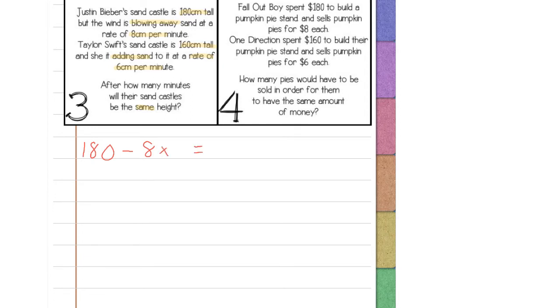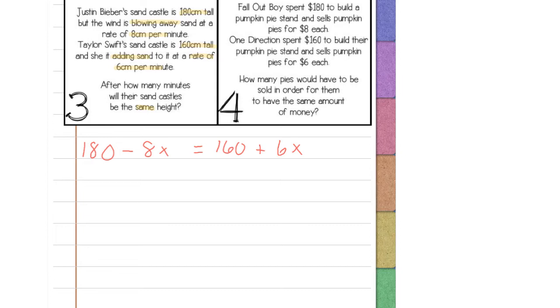That is our x. Now we're gonna do Taylor Swift. So her sandcastle is 160 centimeters tall. That is a constant. And she is adding to her sandcastle. So she adds at a rate of 6 centimeters per minute. We don't know how many minutes are going by, so that is our x.